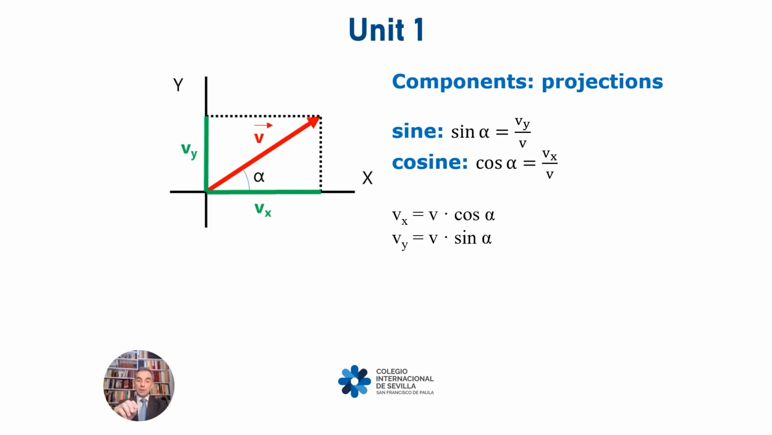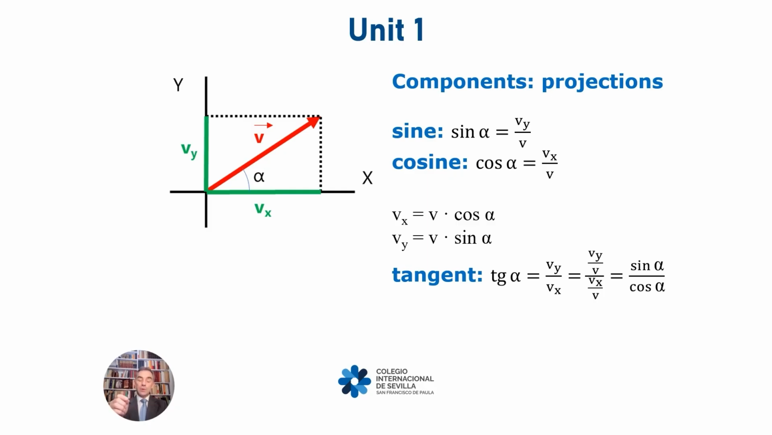A third property of an angle is the tangent. The tangent equals the opposite side to the angle divided by the contiguous side of the angle, Vy divided by Vx. Now, if you take those two values, the numerator and the denominator, and we divide both by the same number, therefore not changing the result, we divide Vy by V, the length of the arrow, and we divide Vx by V, the length of the arrow again.